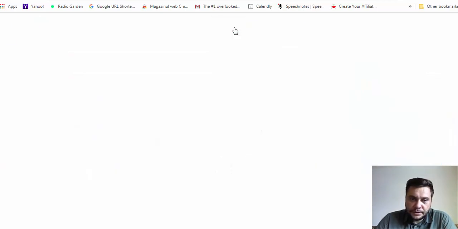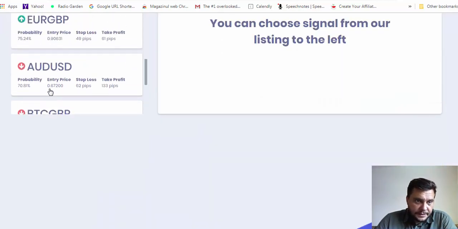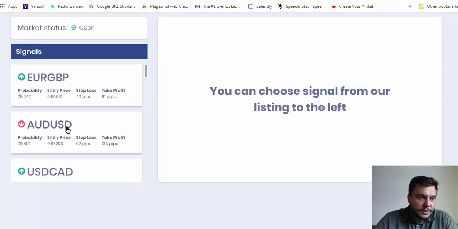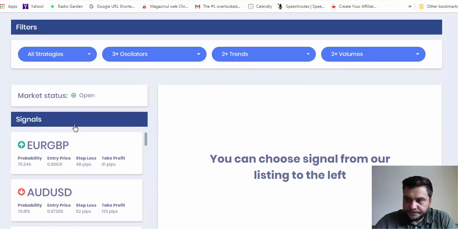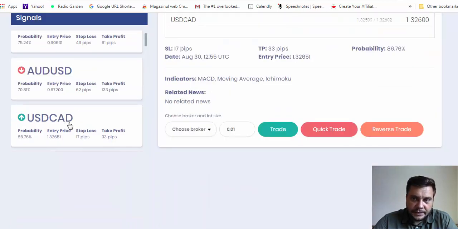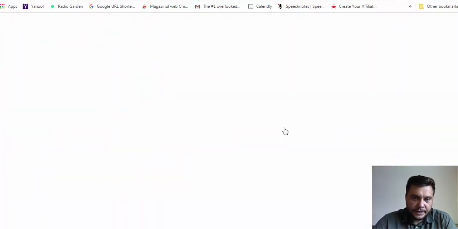Let's go back to the dashboard. Let's find the New Zealand dollar, US dollar. It was a sell, sorry. Okay, let's find another one. We have here Euro GBP. Let's choose another one: US dollar, Canadian dollar. Let's set the lot volume, choose the broker and trade.